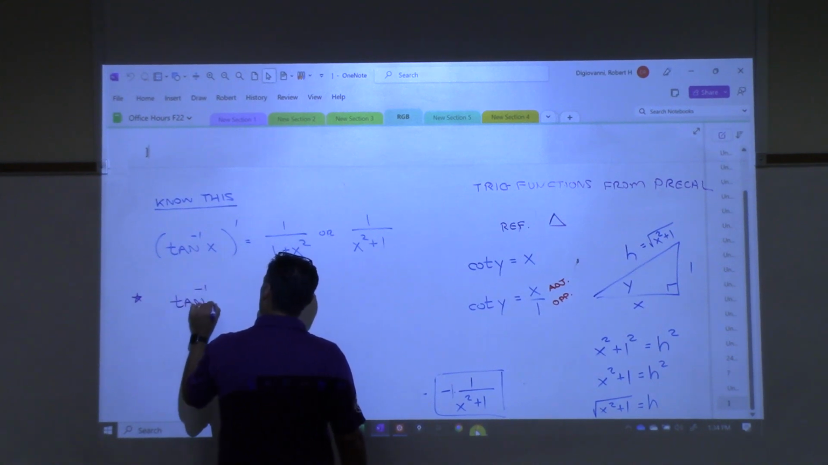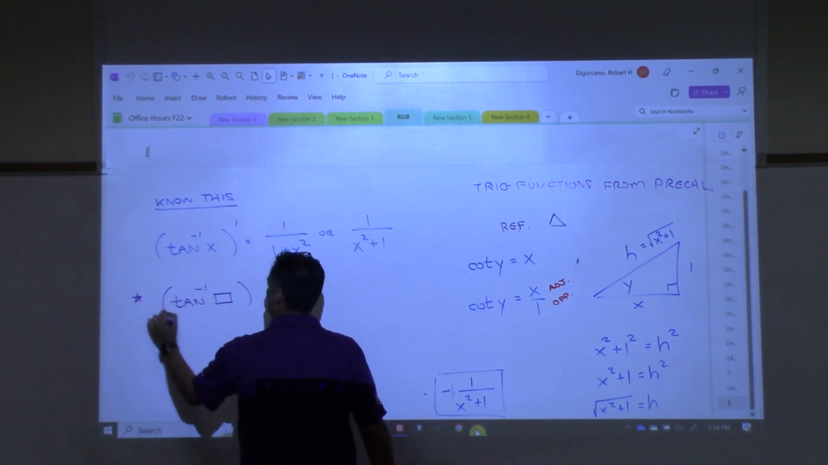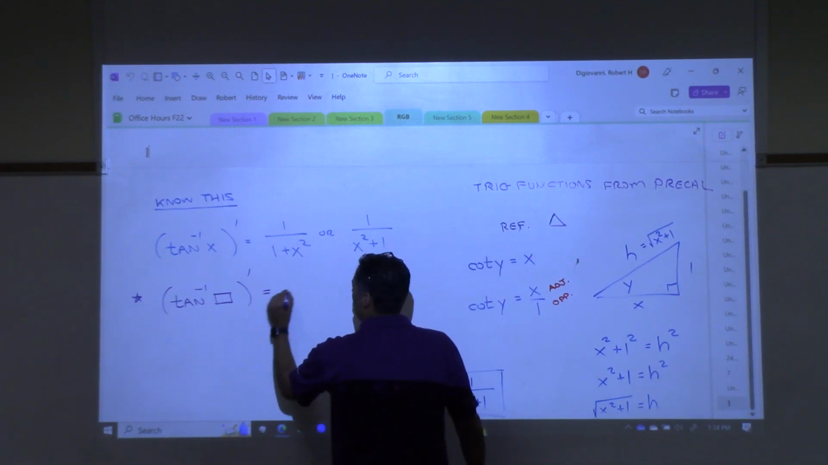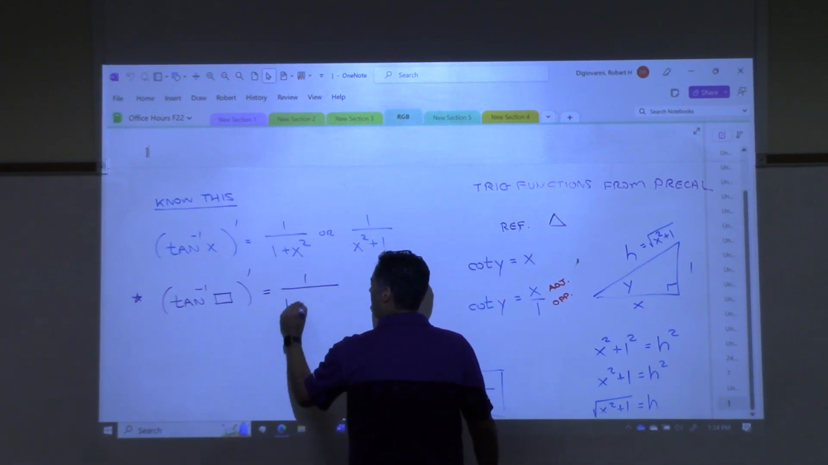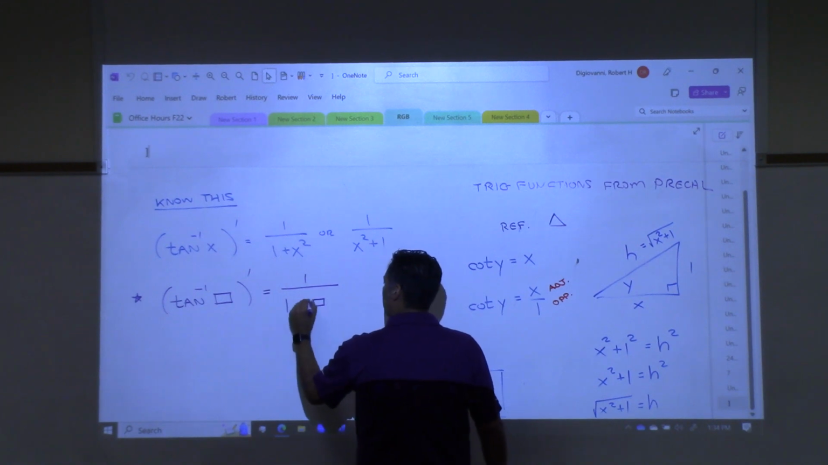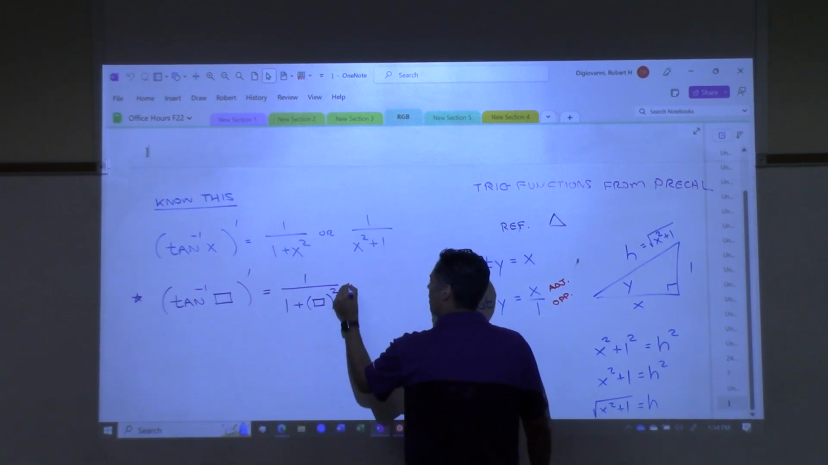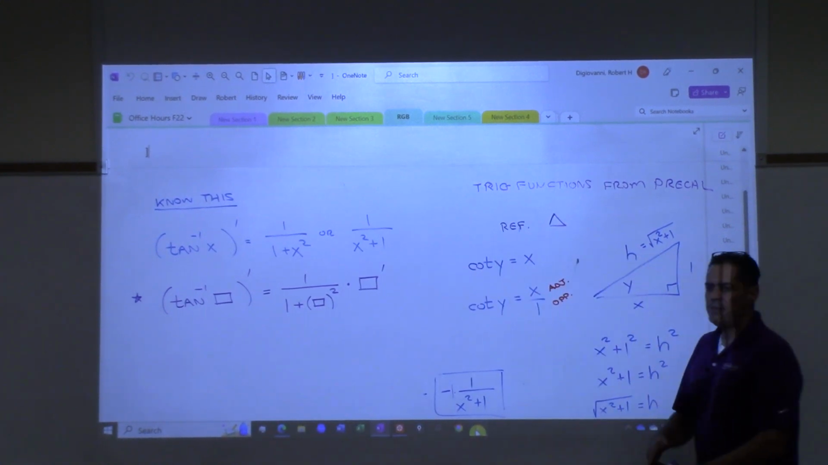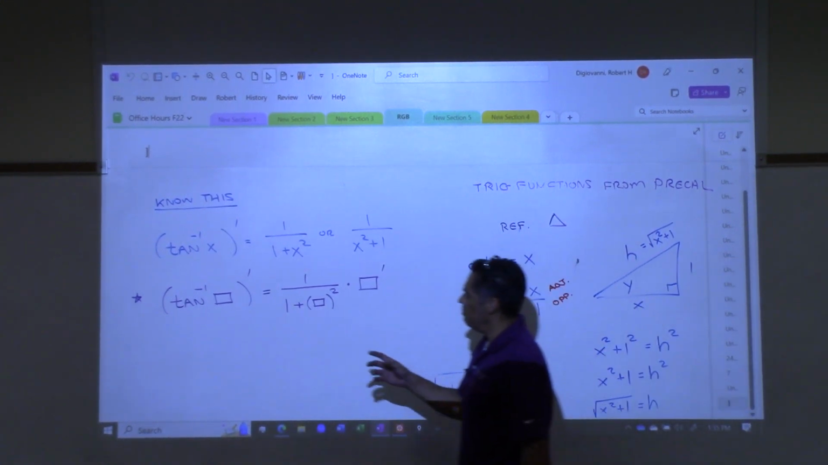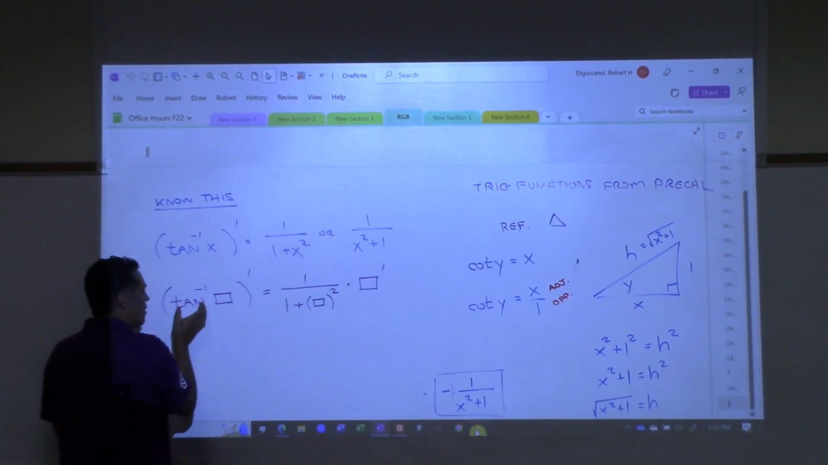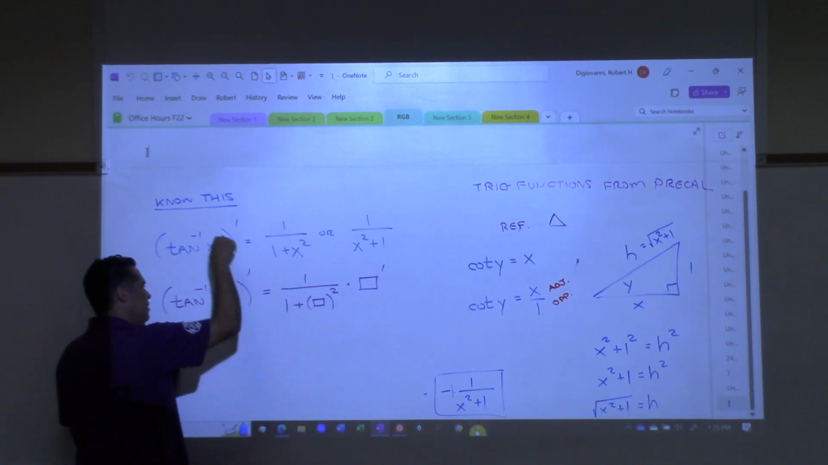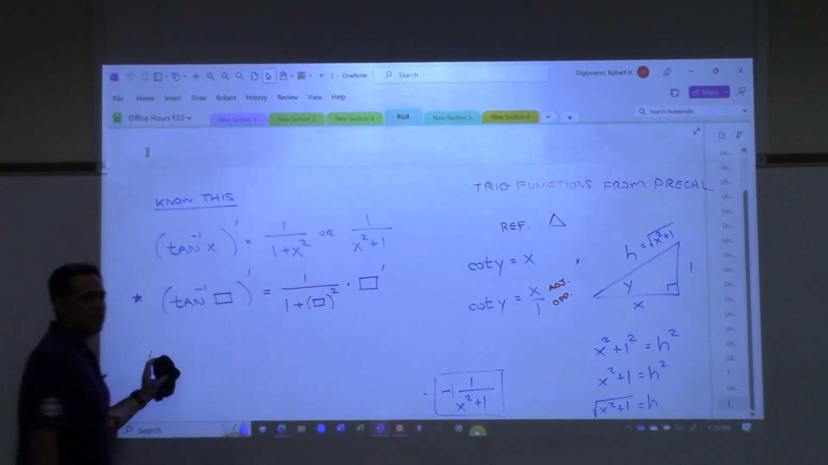Inverse tangent of a box, right? If you want to take the derivative of inverse tangent of a box, it's going to be 1 over 1 plus whatever that box is squared, times the derivative of the box. Because of the chain rule, you have to first do the derivative of the outer function. Derivative of inverse tangent of something is 1 over 1 plus that something squared. But then you have times the derivative of whatever was there, and that goes on the outside.